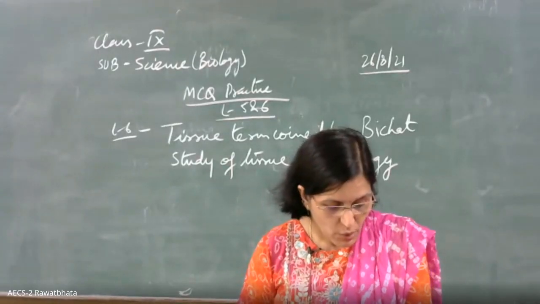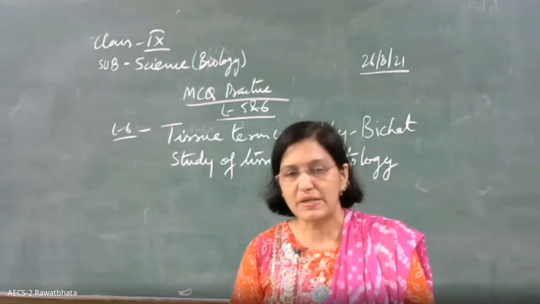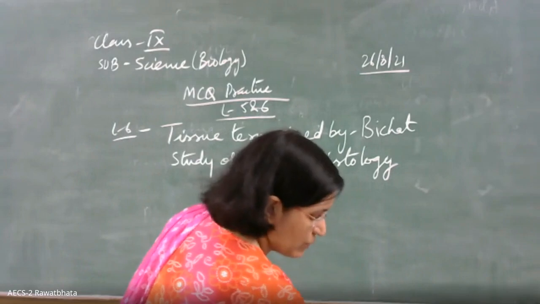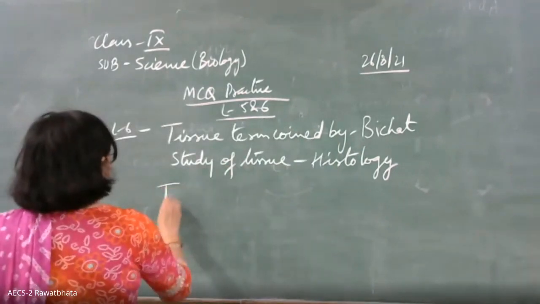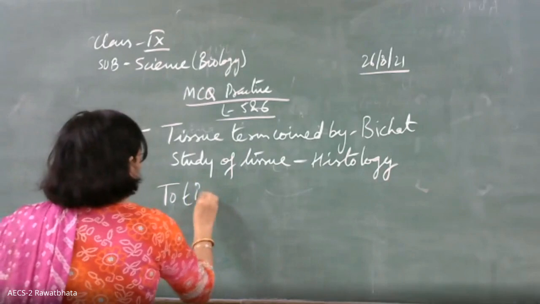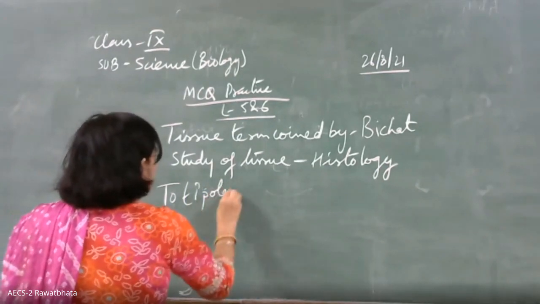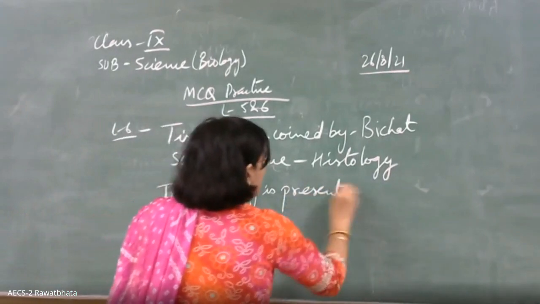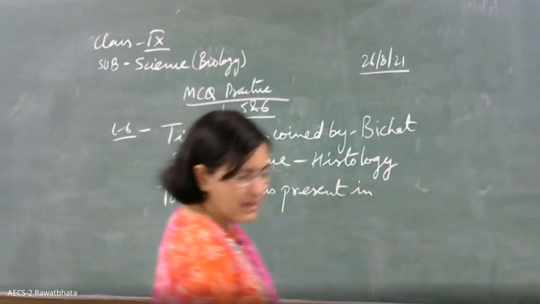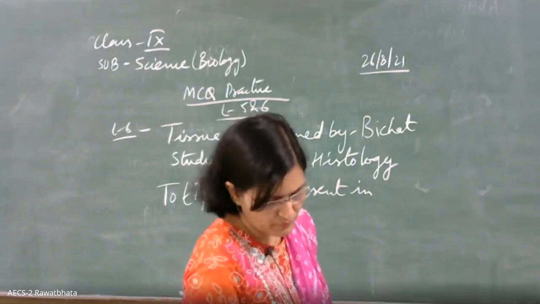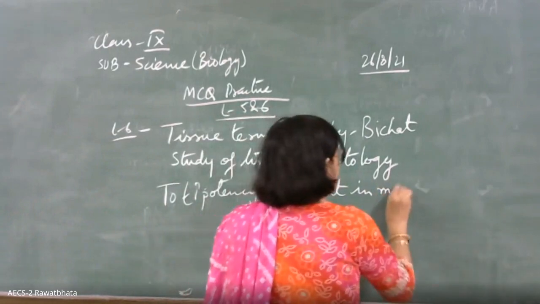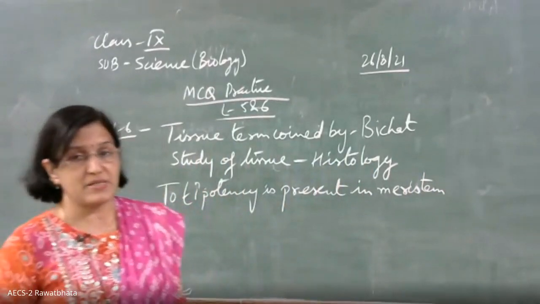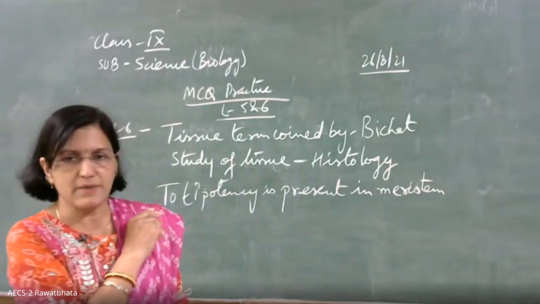Now, totipotency is present in meristem. Let me tell you this term. If anybody out of you knows the meaning of the term, you can tell me. Totipotency is present in meristem, meristematic tissue. Either of those, the answer is right. Now, can you tell me the meaning? Because you know the meaning of the term meristem. Can you correlate that with totipotency?